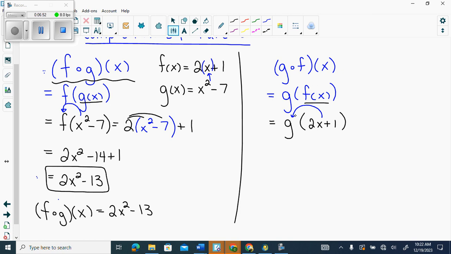G is x squared minus 7, correct? So now instead of x, I'm going to put in 2x plus 1. Will you agree? Into this function here, x squared minus 7. So now I'm going to get x squared minus 7, but instead of x, what do I have? 2x plus 1, because I'm putting 2x plus 1 in for all the x's in g.